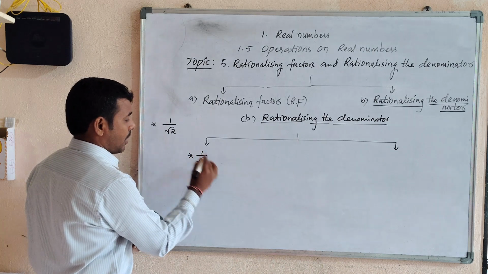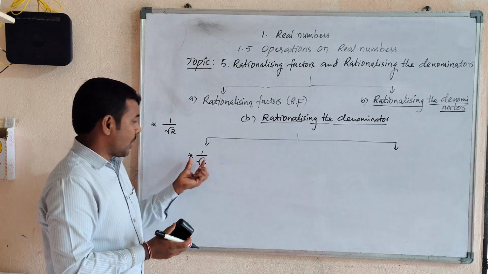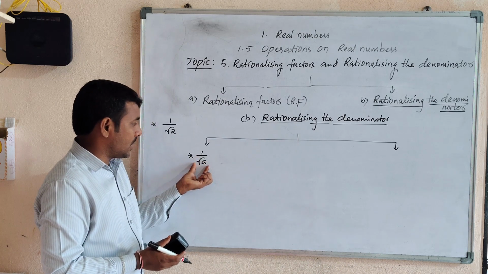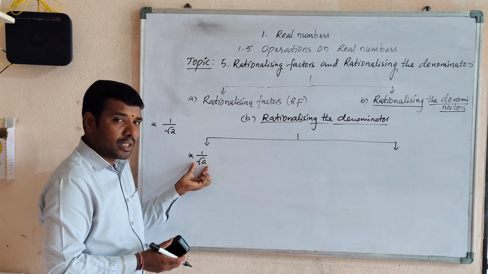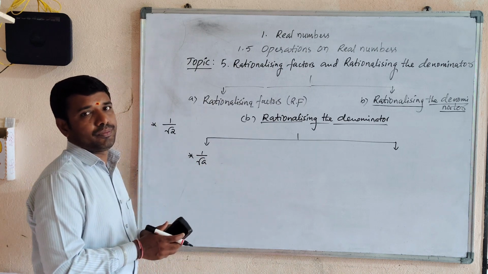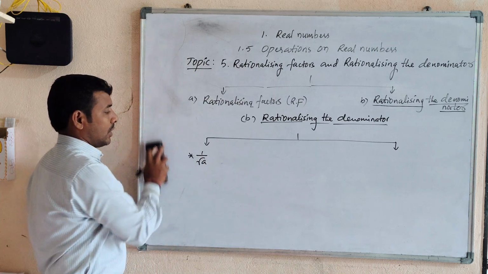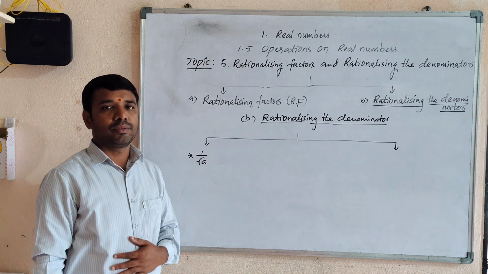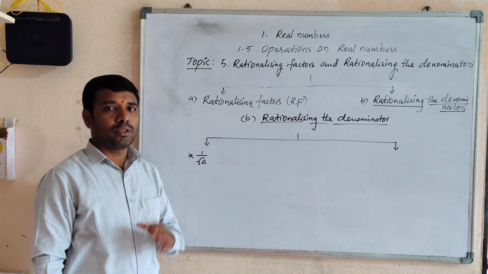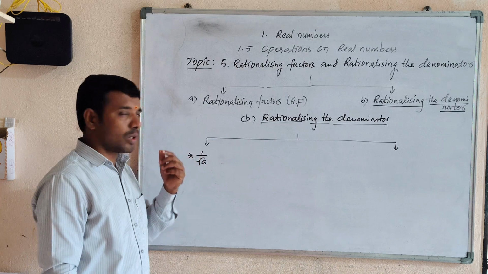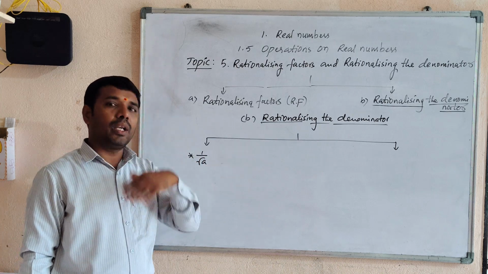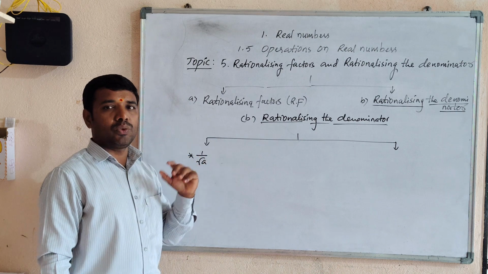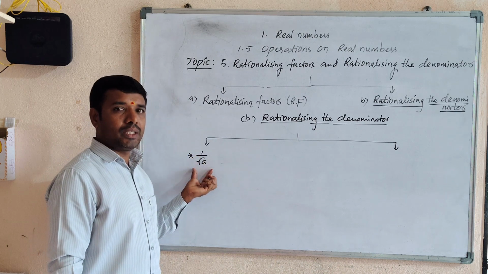1 by square root of a: we are unable to represent 1 by square root of a on the number line. At the same time, we are unable to find its value also. The simple reason is that the denominator is irrational. That is the main reason. But how to overcome that? How to find its value, as well as how to represent this on the number line?